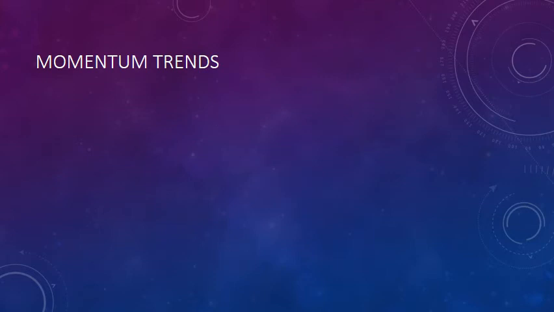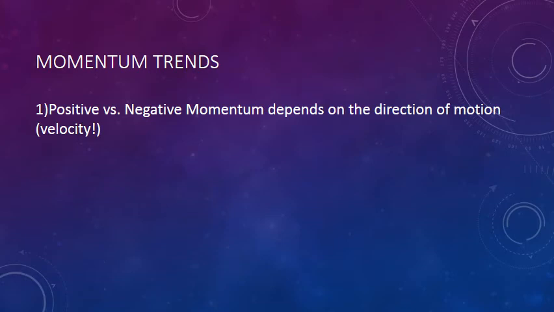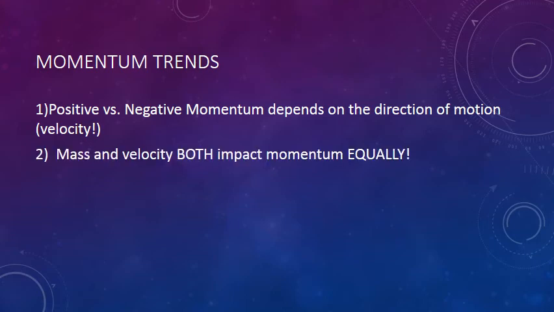So let's look at some trends in momentum. One common misconception about momentum is that you can't have a negative momentum, and this isn't true. So because momentum depends on direction of motion, meaning your velocity in a particular direction, you can have a positive or a negative momentum. Okay, it strictly depends on which direction you're heading as you speed along. So it is possible to have both positive and negative momentum. Another thing is that both mass and velocity impact momentum equally.